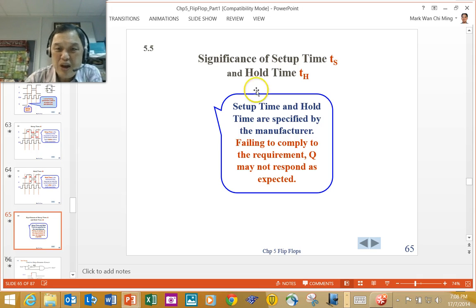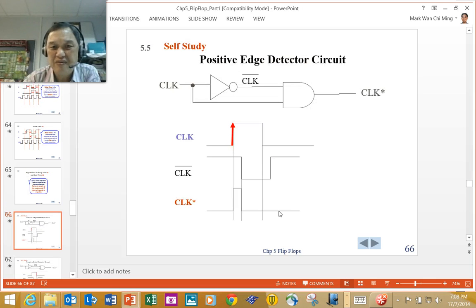So you can read a bit on this. The setup time and the hold time is very important. If you fail to comply with those requirements, your flip flop may not function as you expect, right? This one I want you to have a look at. You study it yourself. It's not difficult.